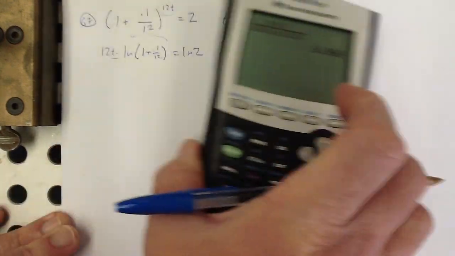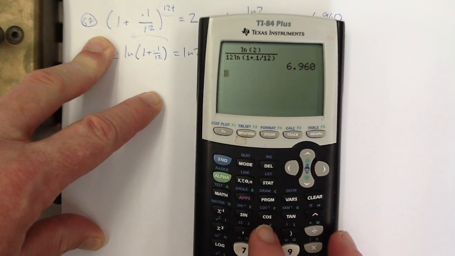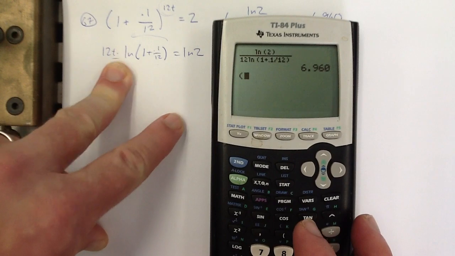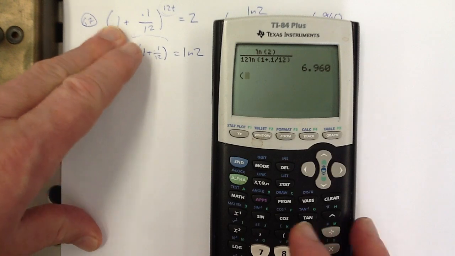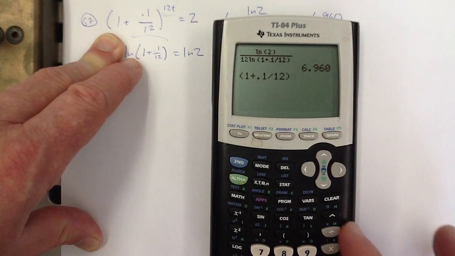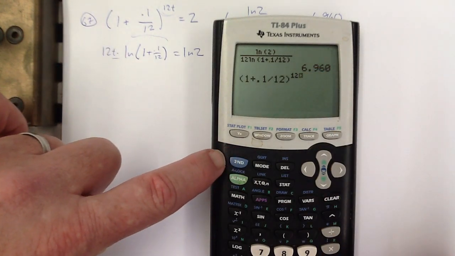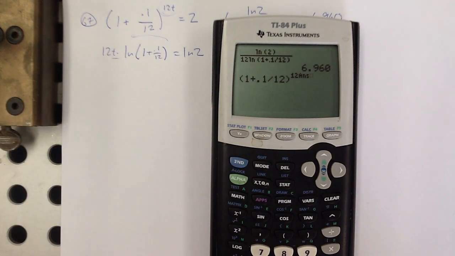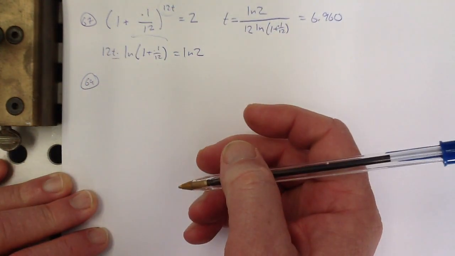6.960. That's probably one where we should check our answer, right? So if that's the right answer, then this expression here, I'm going to enter that in and see if I can get 2. So I got 1 plus 0.1 over 12 raised to the 12 times, and then I'm going to use that answer feature. Answer. And that should give me 2. Boom. Answer checked.